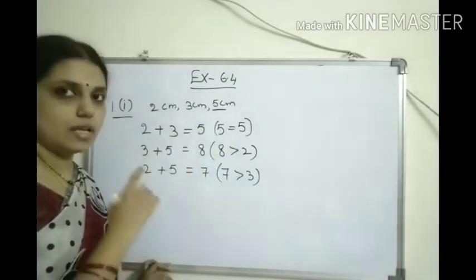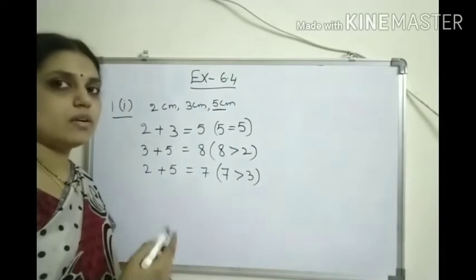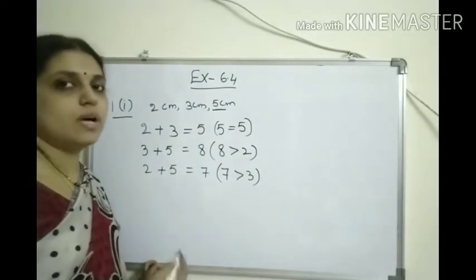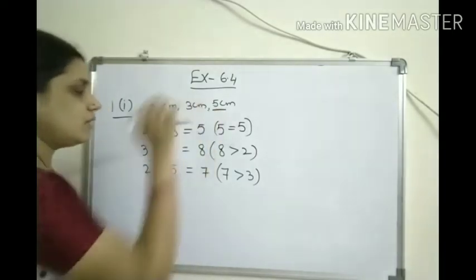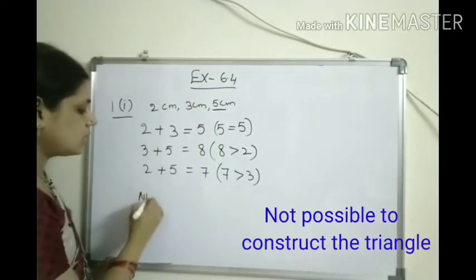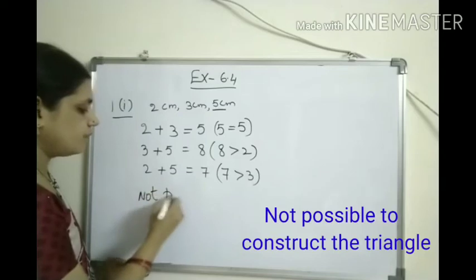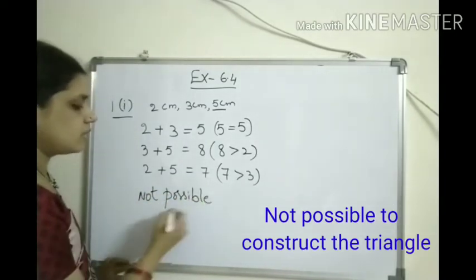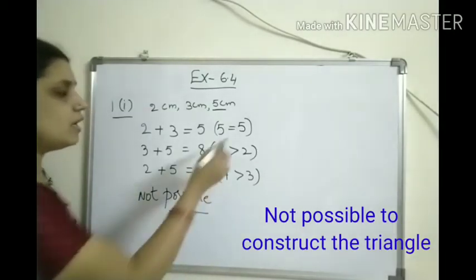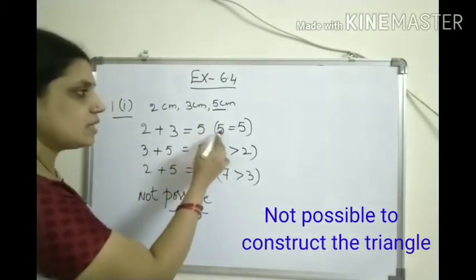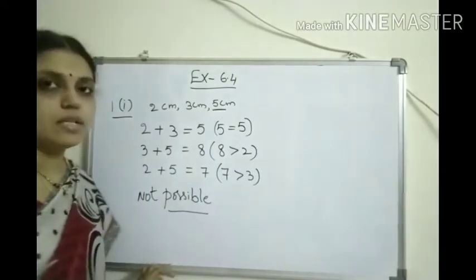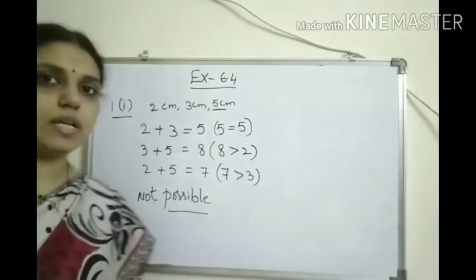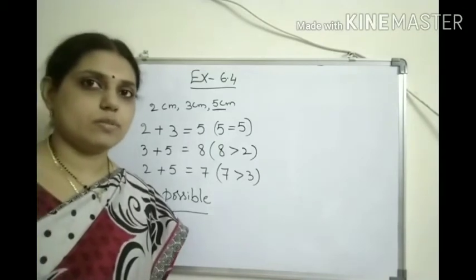So even here in this case we are not going to construct the triangle. That means it is not possible to construct the triangle with the given measurements. So here you have to write not possible to construct the triangle with these measurements. Why is it not possible? For one pair of sides the sum is equal to the third side. So it should be greater than the third side, then only it is possible. But here we got equal to, that's why it is not possible.